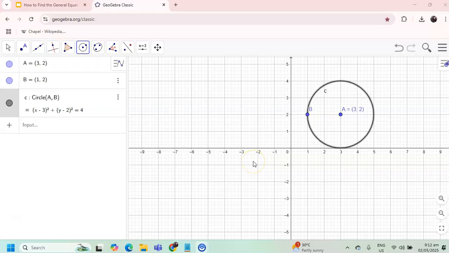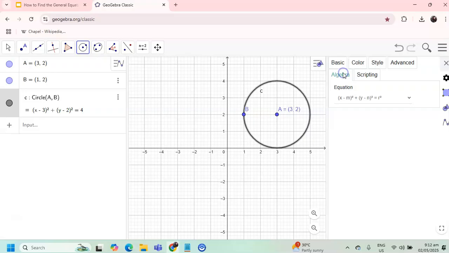GeoGebra also allows us to convert this standard form into the general form of the equation of the circle. To do this, please click on the circle component in GeoGebra, then go to Settings, and then Algebra. Then under the equation menu item here, select the general form. So this is the standard form, drop down menu, then click on the general form.